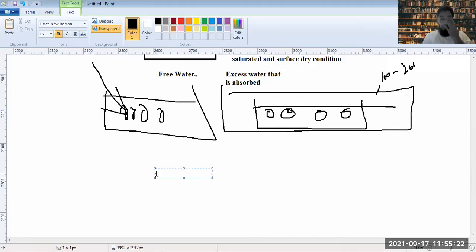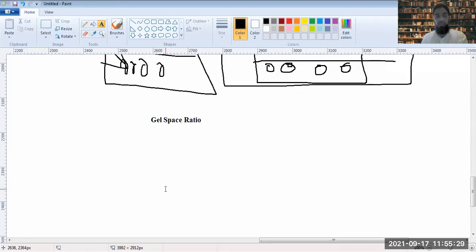Now there is one more term, that is gel space ratio, gel to space ratio. I've already discussed this briefly, but I'm going into the detail now. What is gel and what is space? We already have discussed this. This is the cement paste. There will be cement paste around the aggregates. So for example, you have this as the cement paste, and these are the aggregates around them.